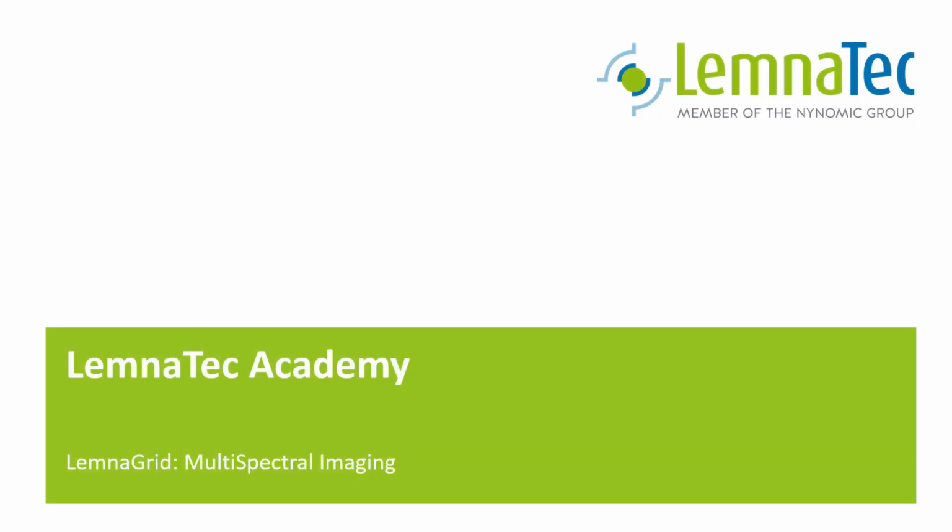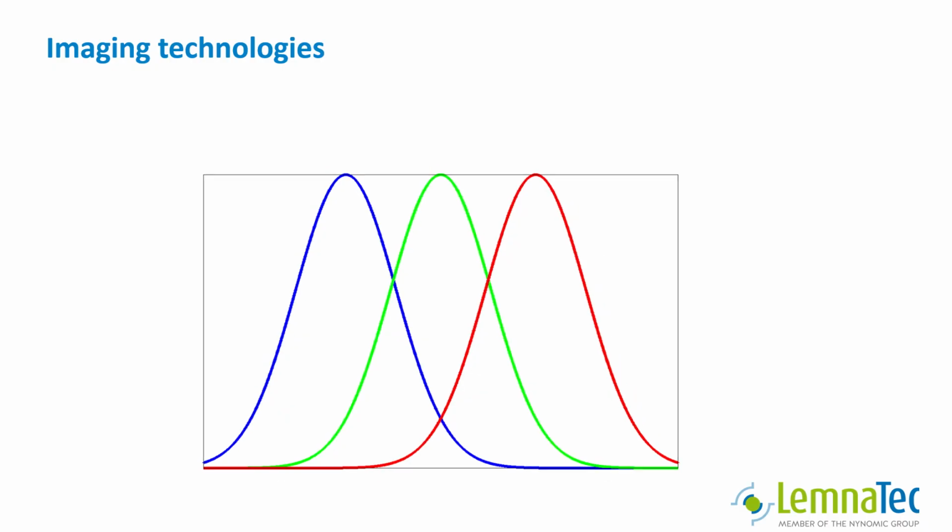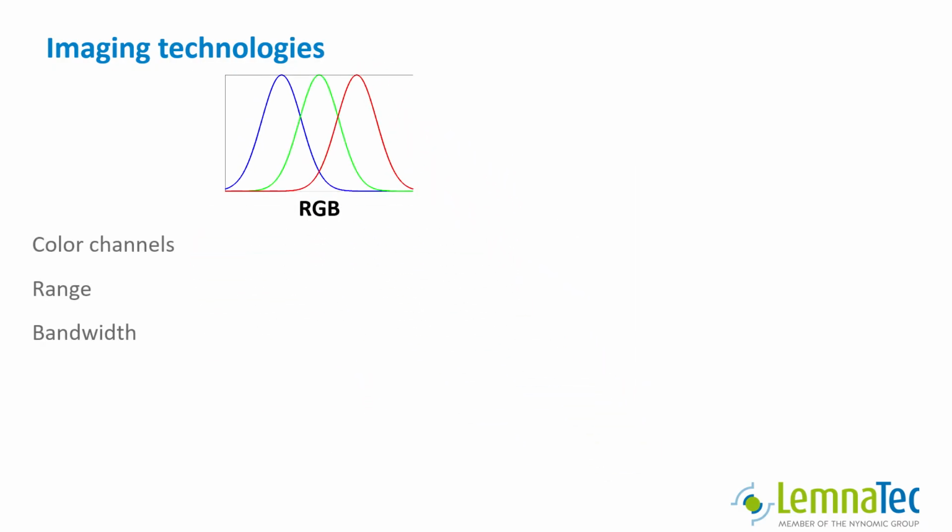In this video, I will explain the analysis of multispectral image data created using LemnaTec's multispectral systems. Let's start with a comparison of different imaging techniques. First, we have RGB imaging. With RGB images, we record just 3 color channels in the visible spectrum, mimicking the human vision. Each of these channels is quite broad, covering some 100 nanometers of bandwidth.